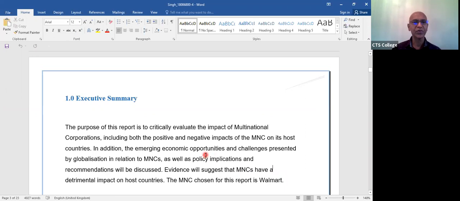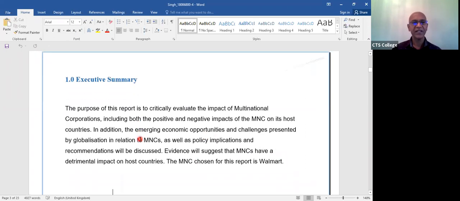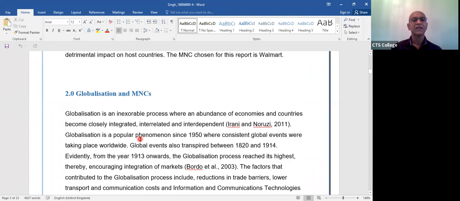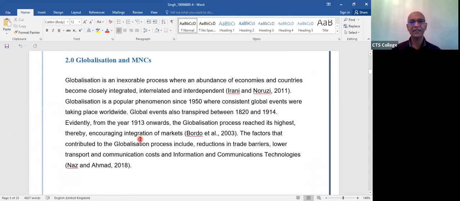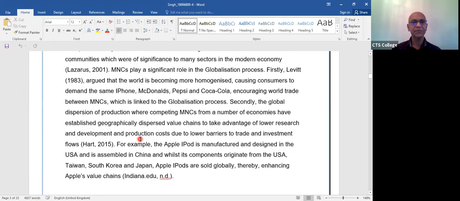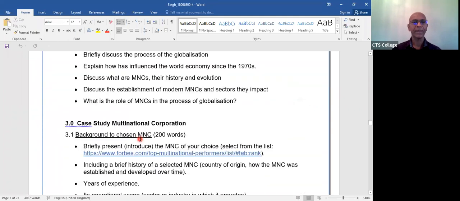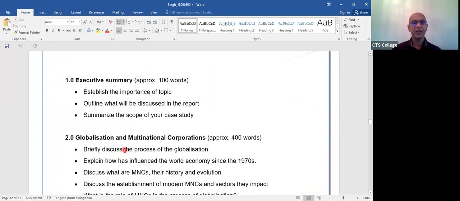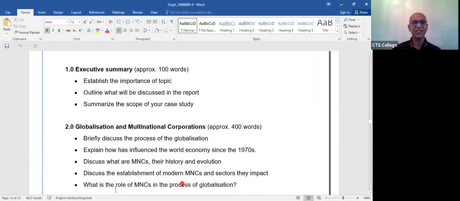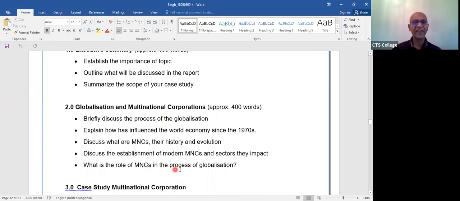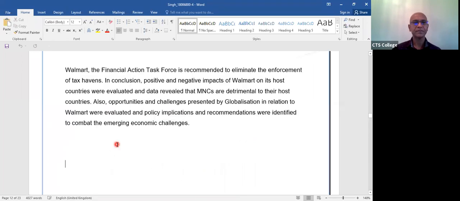So that was good. So now we know how to write a very good executive summary to get full marks. The next section is globalization and MNCs. So again, let's compare this with our structure. In this section, you should see, what is globalization, its process, how it has influenced the world economy. Then discuss what are MNCs, their history, the establishment of MNCs, and the role of MNCs in the globalization process. So let's check to see if this student covered all of these grounds.